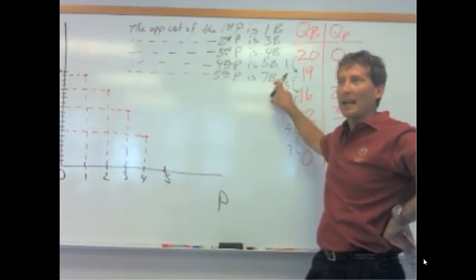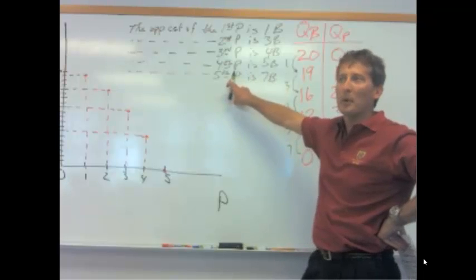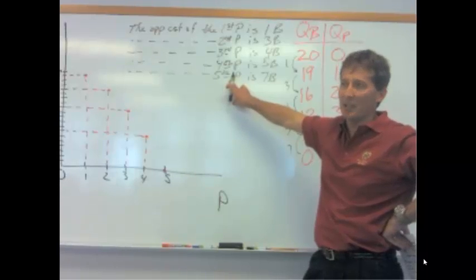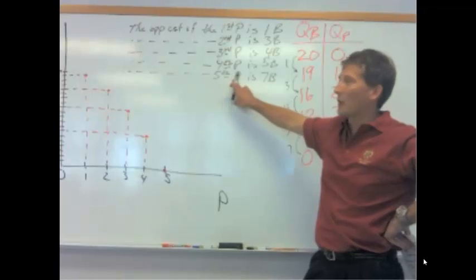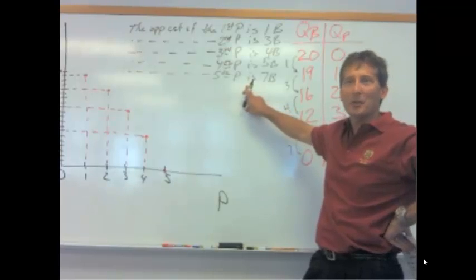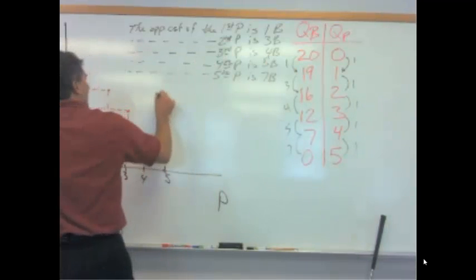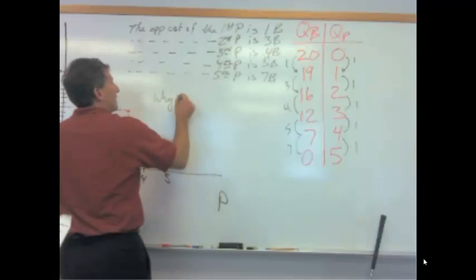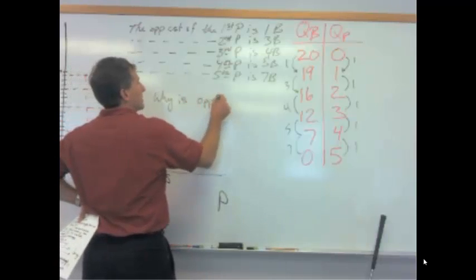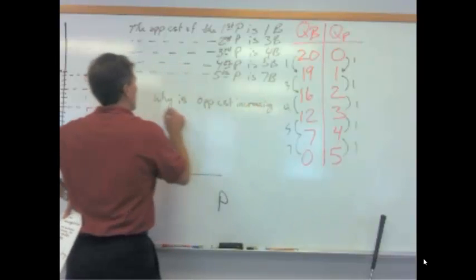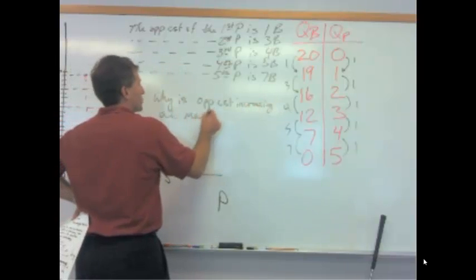So why? Does this one have more pepperoni and extra cheese? Nope, I'm not allowing that. So they're identical pizzas. Now, granted, I made up these numbers, but there's some economic reasoning underneath this. So why is opportunity cost increasing at the margin? This would be a great test question.